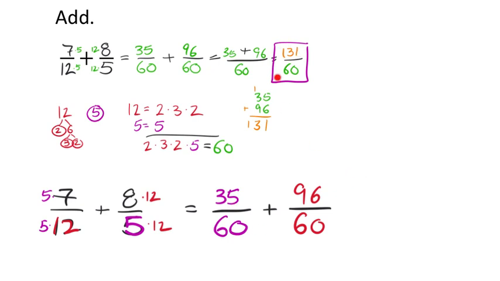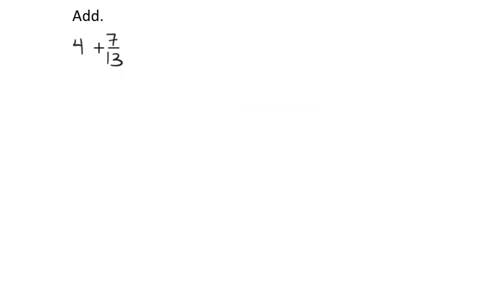So in the end, you should always check, just like we did up here, especially if you use this method, always check to make sure your answer cannot be simplified. Sometimes it will, but in this case, it just happened to be that it didn't. That's all right too. On this one, we got 4 plus 7/13.